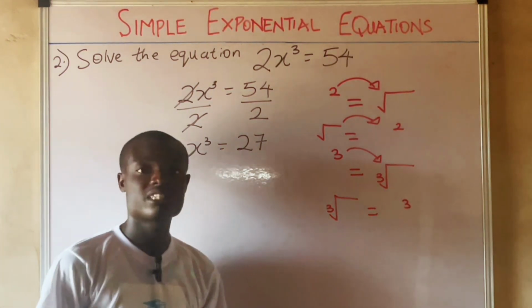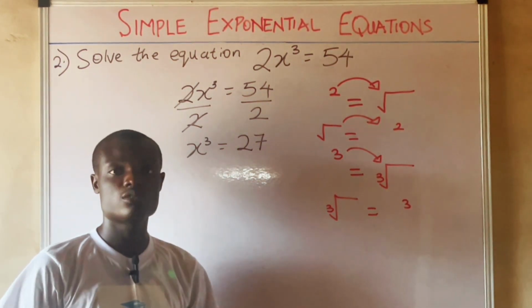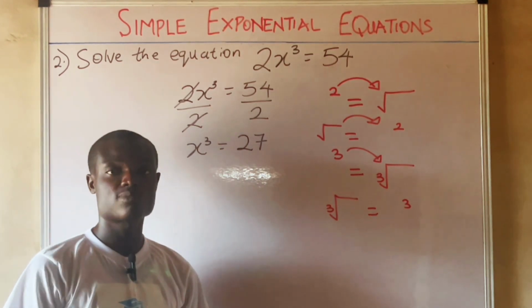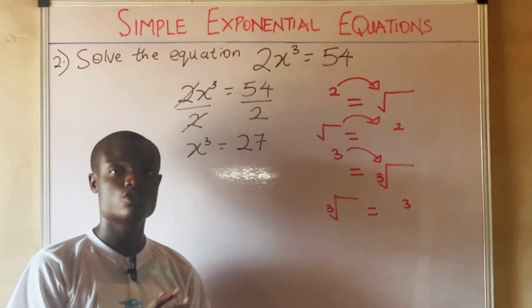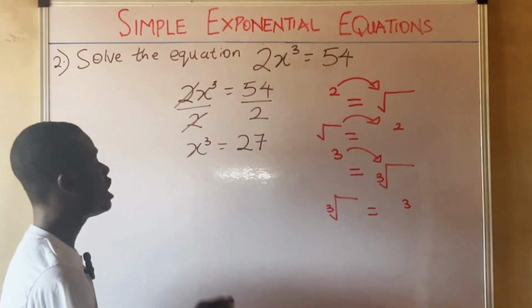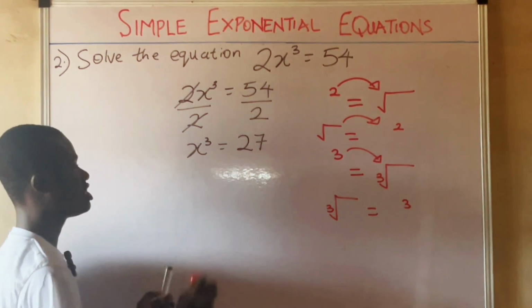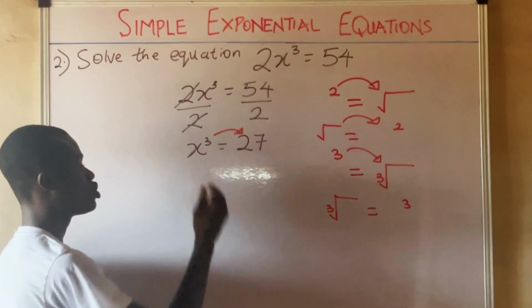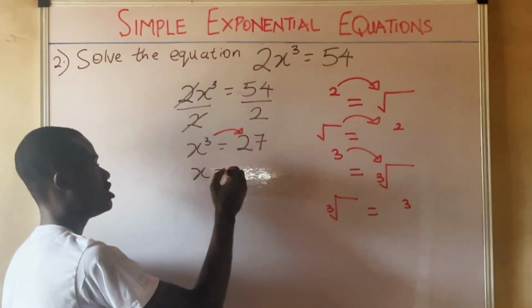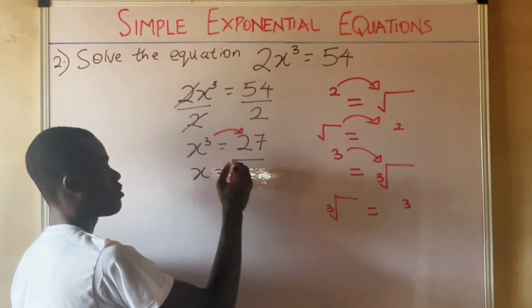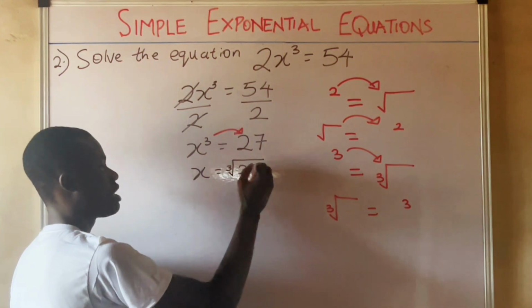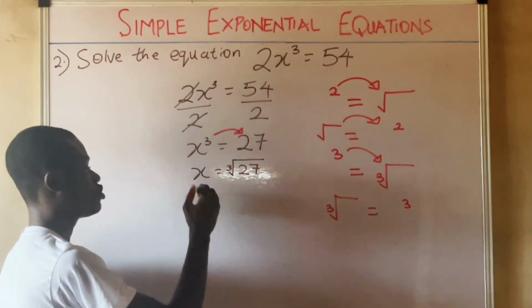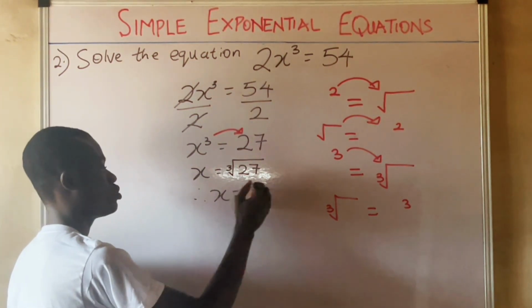Just like in mathematics, when plus crosses the equality sign, it becomes minus. When minus crosses, it becomes plus. When multiplication crosses, it becomes division, and vice versa. Now, if this power 3 crosses the equality sign, it becomes the cube root. So we are going to have x is equal to the cube root of 27, and the cube root of 27 is 3. So therefore, x is equal to 3.